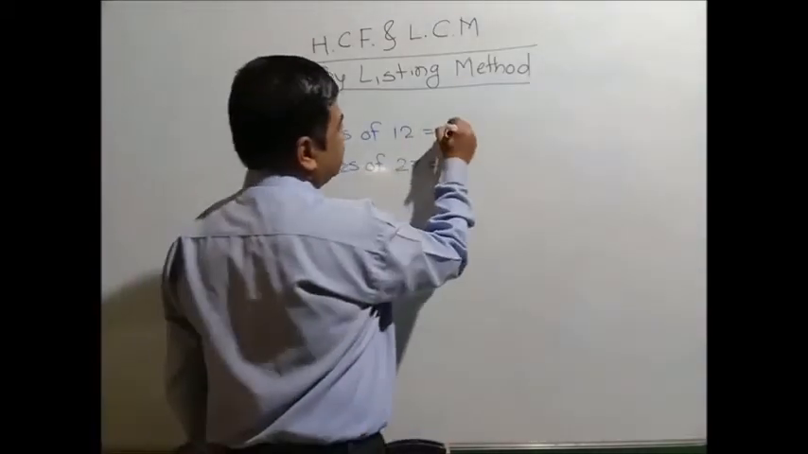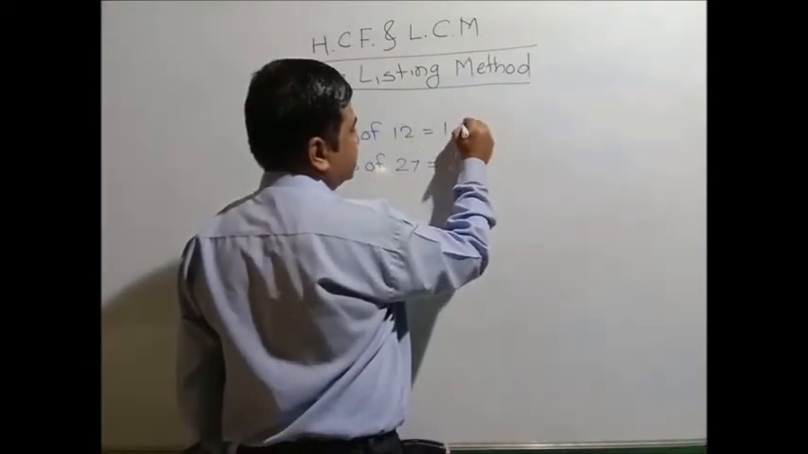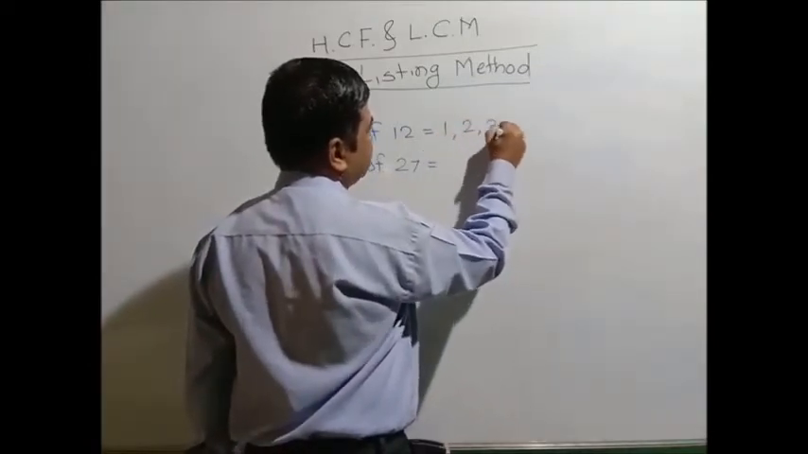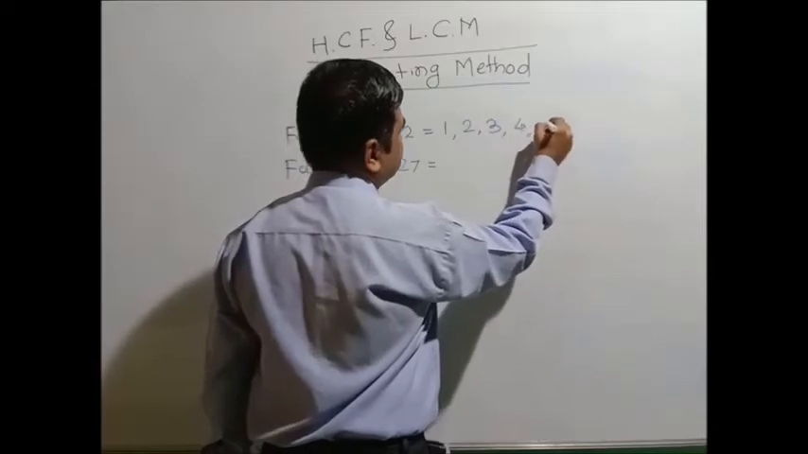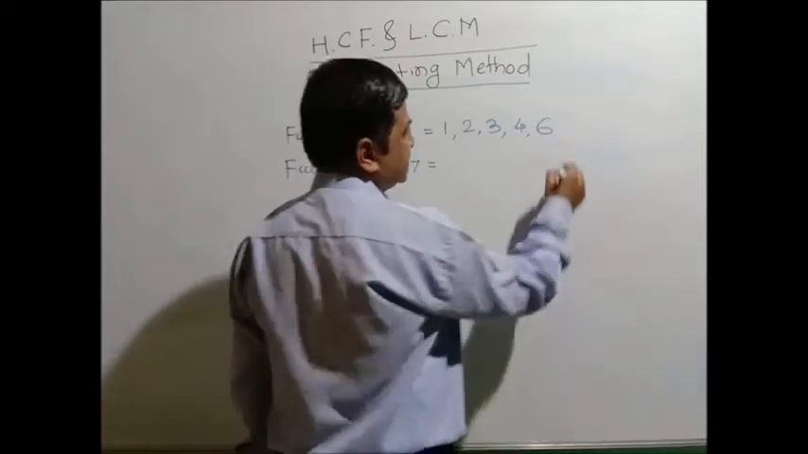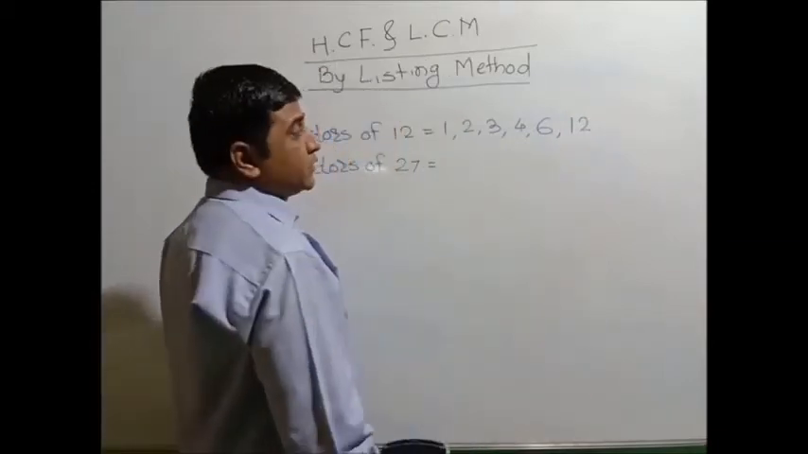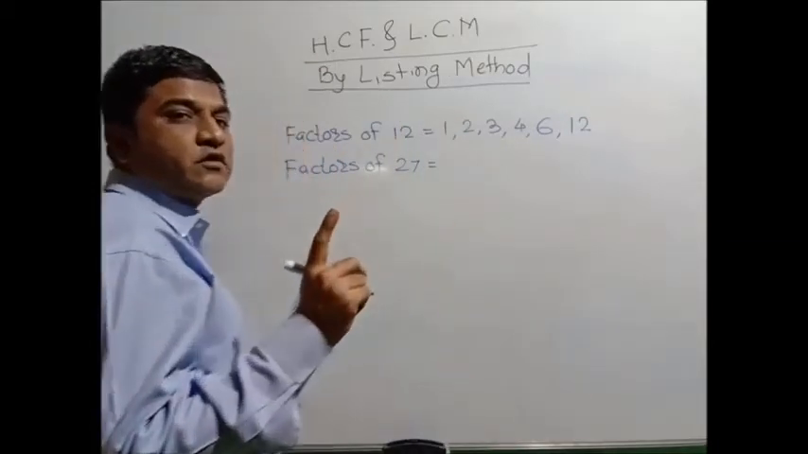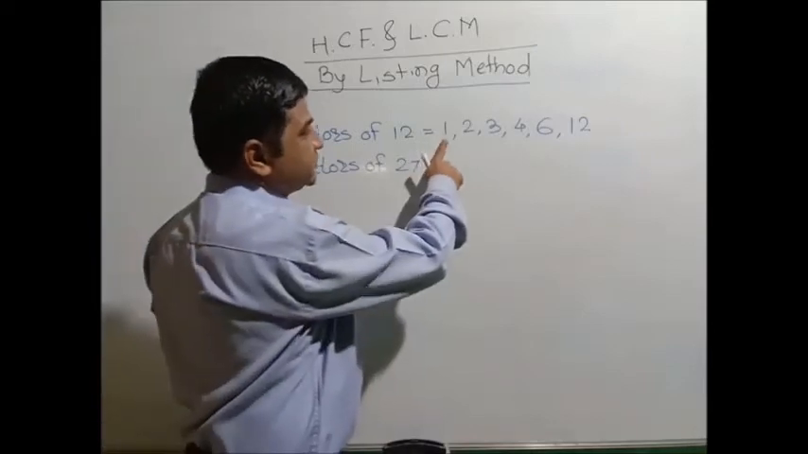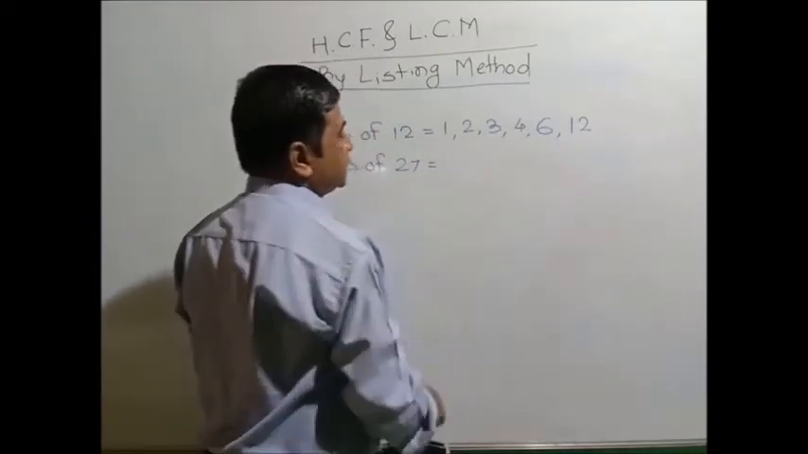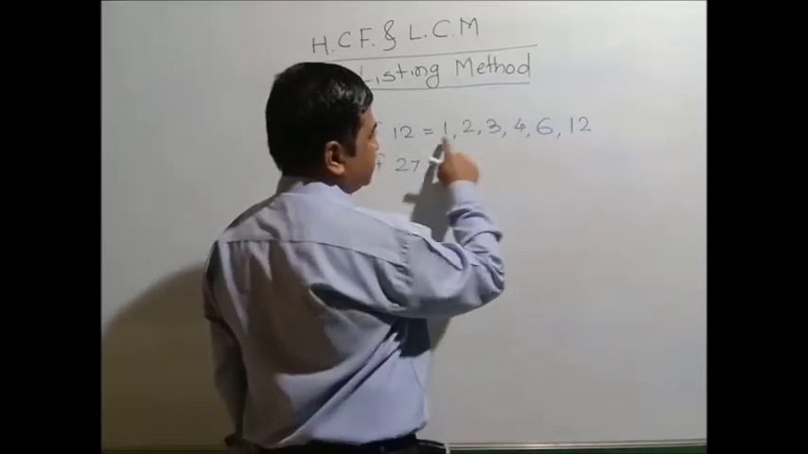Now, what are the factors of 12? Yes, 12 can be divided by 1, first factor. Then it can be divided by 2, it can be divided by 3, it can be divided by 4, it can be divided by 6, and lastly, it can be divided by 12. Well, how to check that you have found all the factors is you take the first factor and last factor. You multiply them. 1 12s are 12.